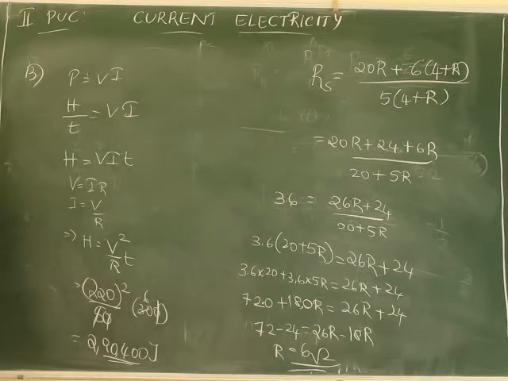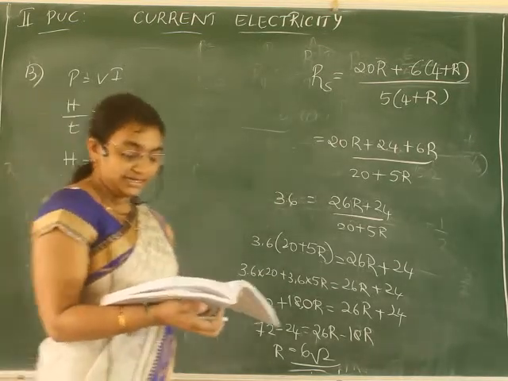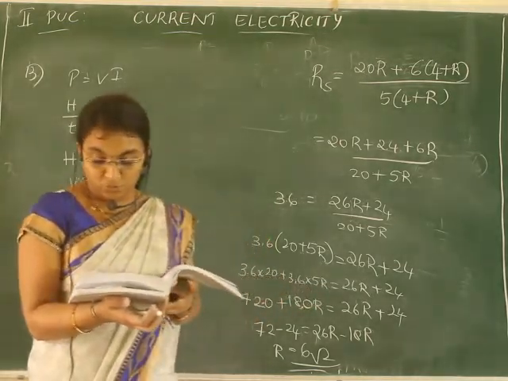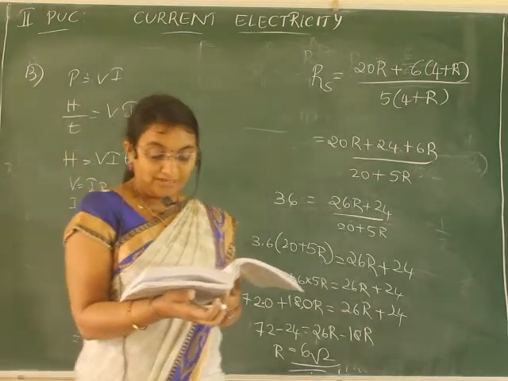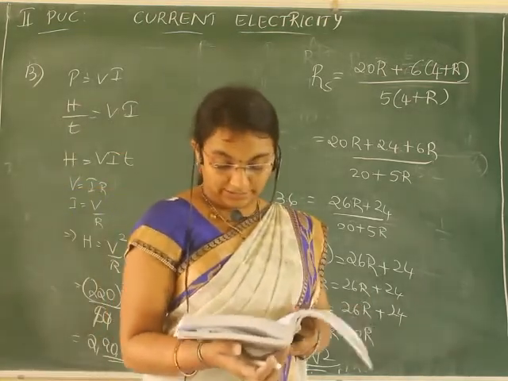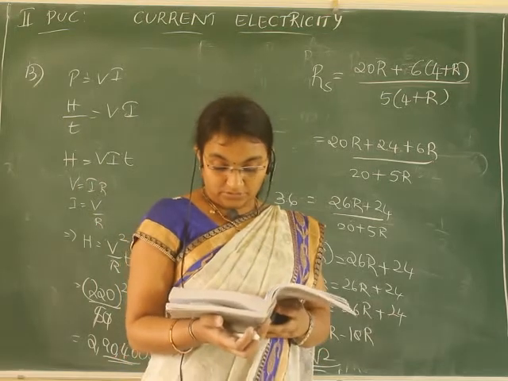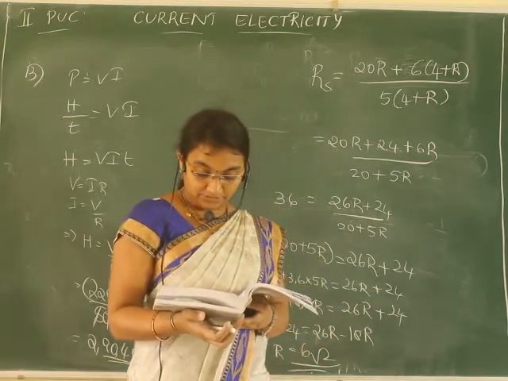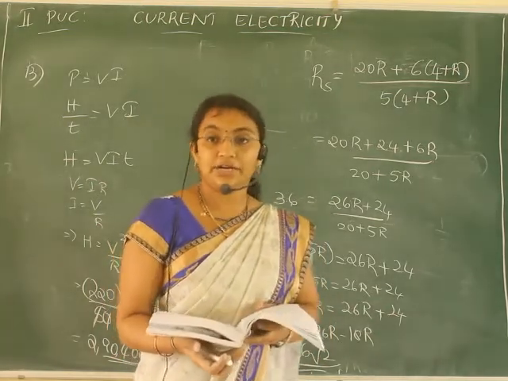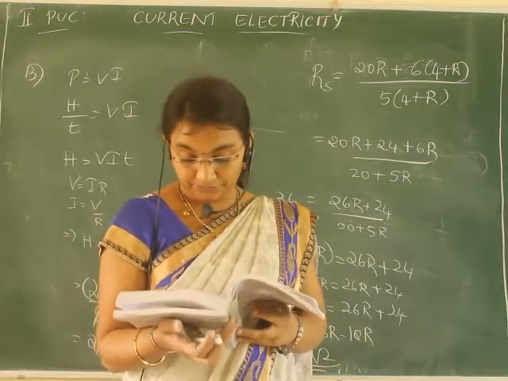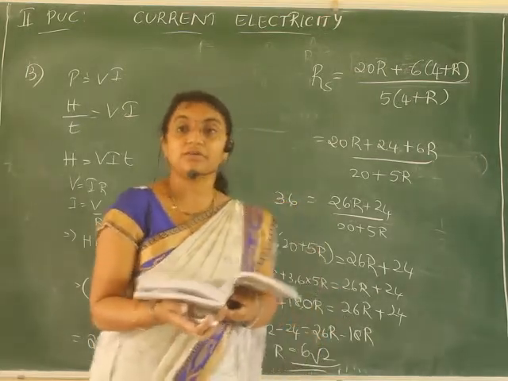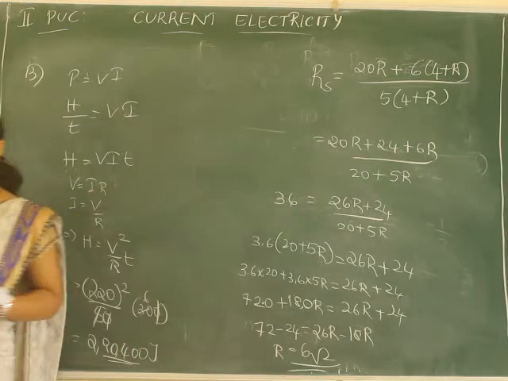Next question. A 220 volts 1000 watt bulb is connected across a 110 volt main supply. What will be the power consumed? You have to calculate the power consumed. Okay, how to calculate the power consumed? P is equal to VI. Okay, we know. But I is not given. How to calculate? Can you help me for the next problem?